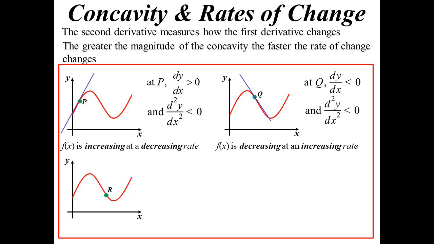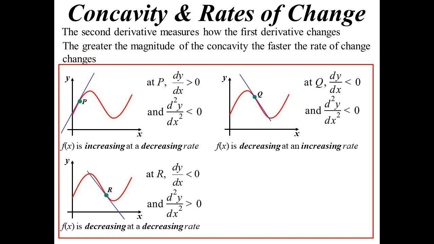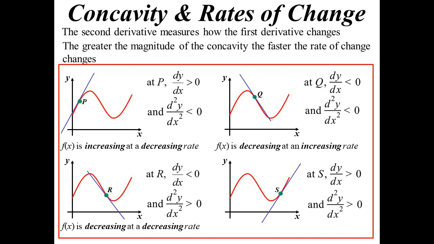We could have something like this. There's R. It's still decreasing, but now look at the concavity. The concavity is concave up. So that one would be decreasing at a decreasing rate. Again, the signs are in opposite direction. And that gives us the fourth case over there at S, where it's increasing and it's concave up. Signs are in the same direction, so increasing at an increasing rate.